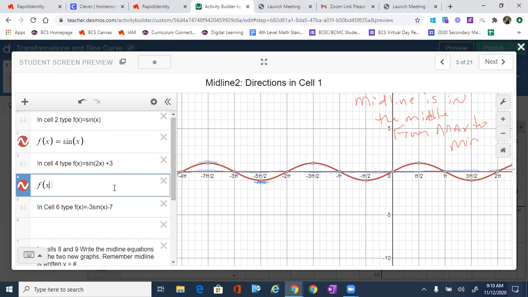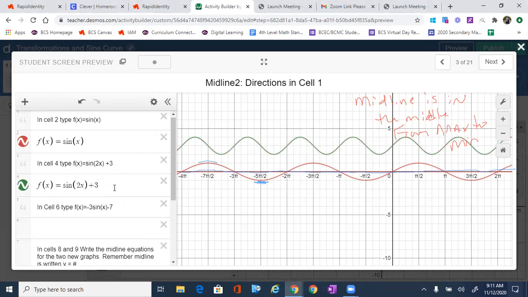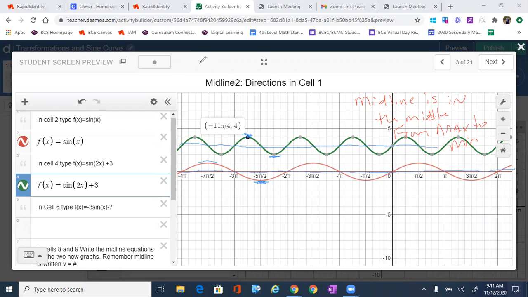So let's say f of x equals sine of 2x plus 3. And you'll notice that there's two values this time. There's a 2 and a 3 that's been added in. Let's go ahead and I'm going to change the color of that one. Let's look for the midline on this one. So once again, we are looking for the middle between the top and the bottom. And if we notice right in the middle of there, we got a line that divides the top and the bottom. It is approximately at that value of 3. So 1, 2, 3.